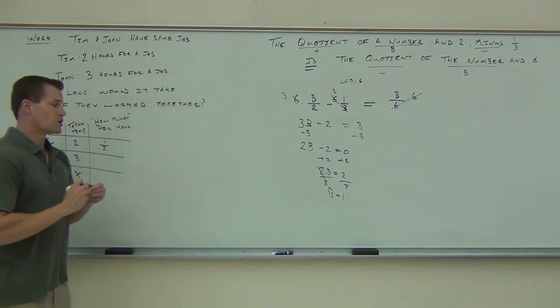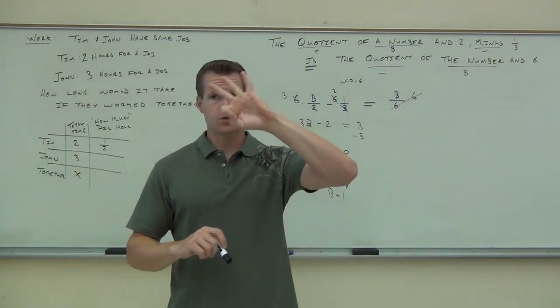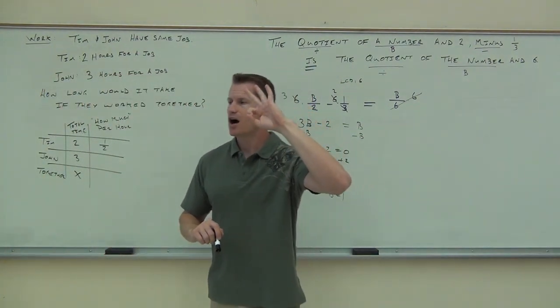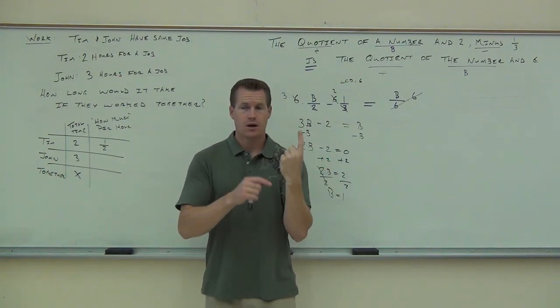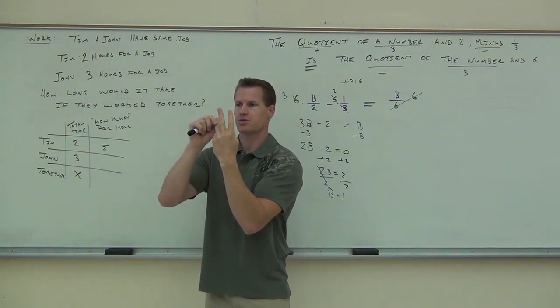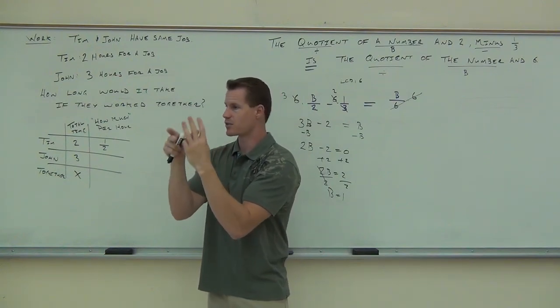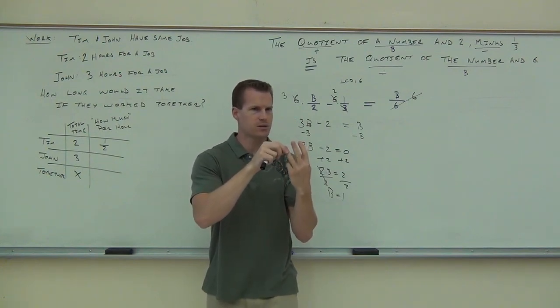Now let's think about John. It takes John 3 hours to do the job. How much of the job is he getting done in the first hour? One third the first hour, one third the second hour, the last third in the third hour. That's why it takes him 3 hours to do his job. It's a third of the job per hour. Are you with me on this?